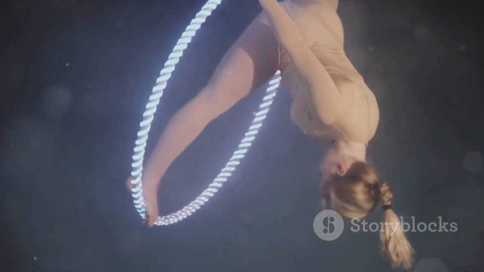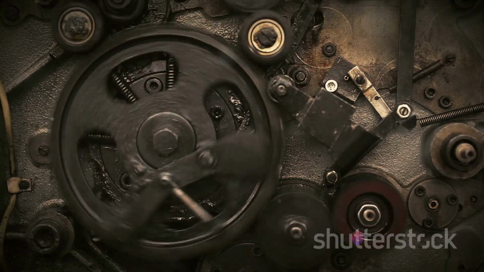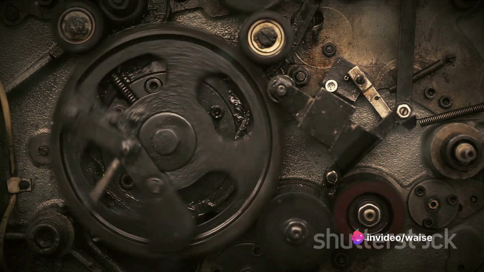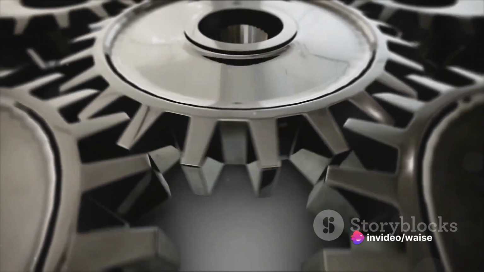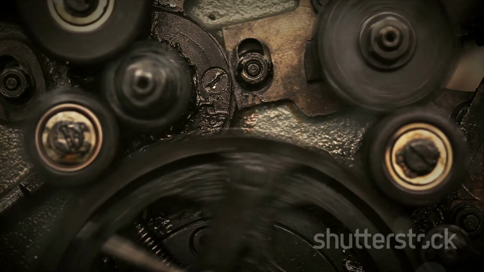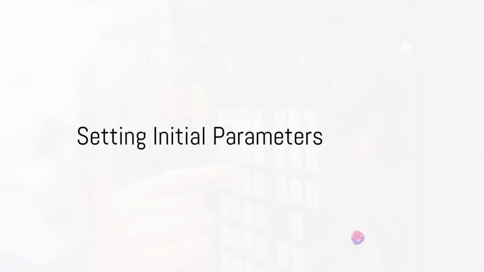Imagine a PID loop as a delicate balancing act. It stands for proportional integral derivative, three parameters that help to maintain stability in a system. Tuning a PID loop is like finding the perfect balance between these three elements, ensuring the system operates smoothly and efficiently. So how do you go about tuning a PID loop?